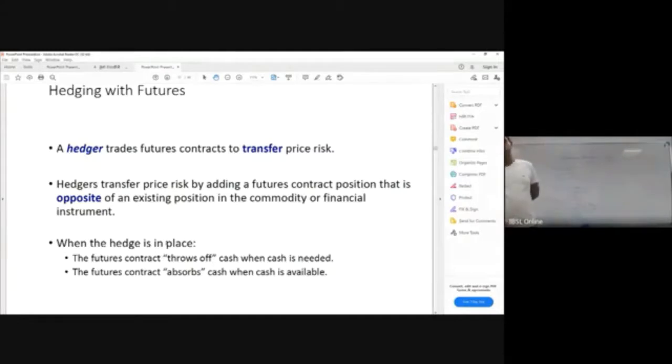And hedging with futures. A hedger takes futures contracts to transfer price risk. Hedgers transfer price risk by adding a futures contract position that is opposite of the existing position in commodity financial instruments. And so the futures contract throws off cash when cash is needed, and the futures contract absorbs cash when cash is available.